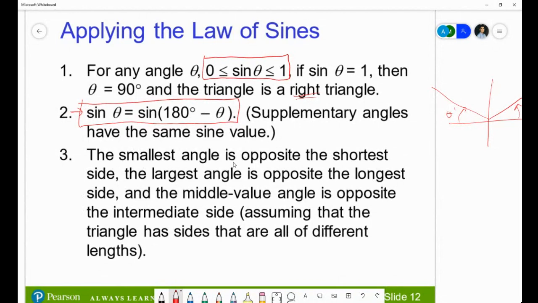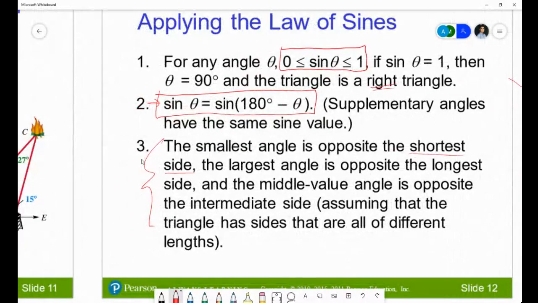The smallest angle is opposite the shortest side. This is just the rule of the triangle, and the largest angle is opposite the longest side. So this here is just the rule for all triangles. It's always true.